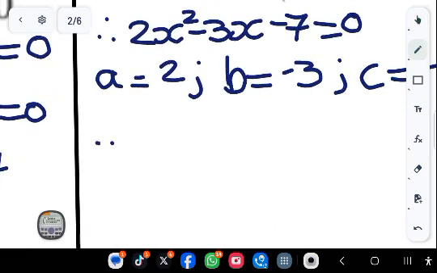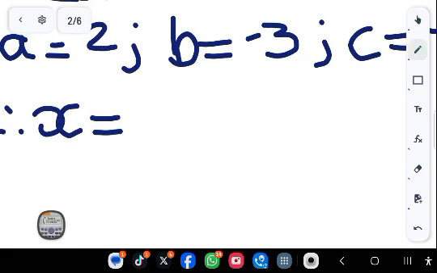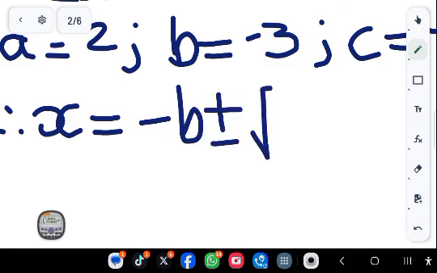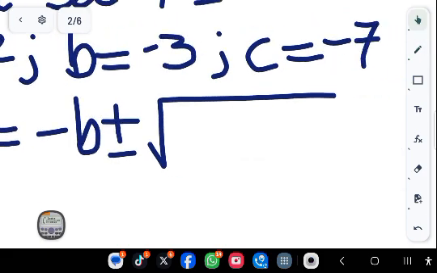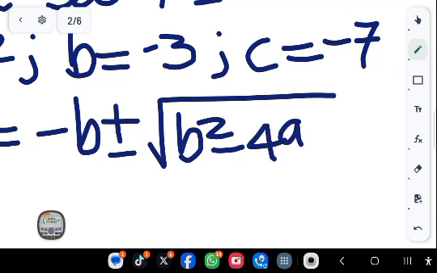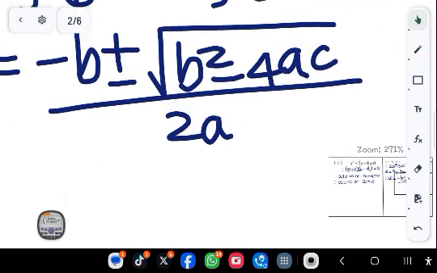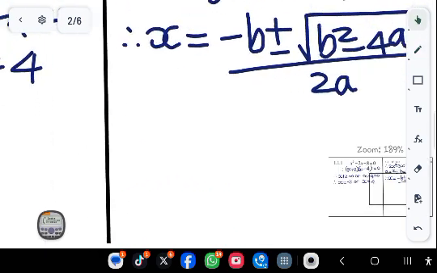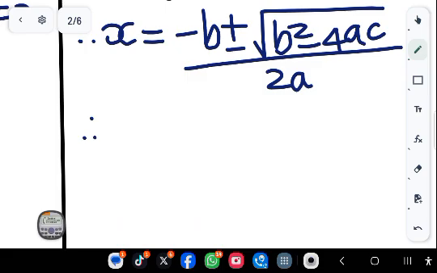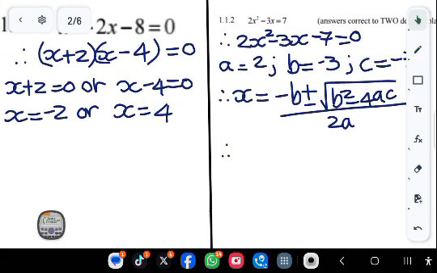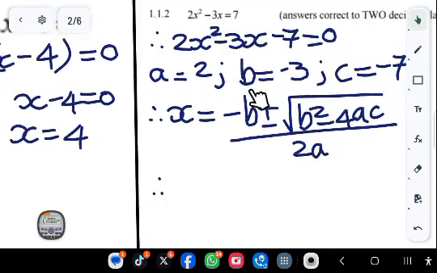So x equals minus b plus or minus the square root of b squared minus 4ac, all over 2a. This will be given to you in a formula sheet, so you don't need to cram this. However, it does help to know how to work it. Now we substitute. You get marks for substituting, so make sure that you substitute very correctly.